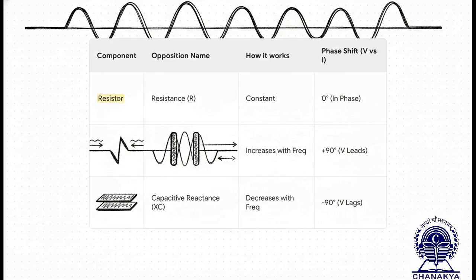This makes its voltage get 90 degrees ahead of the current. The effort has to come before the flow can catch up. And the capacitor, it's the exact opposite. High frequencies pass through it easily, but it fights back against low frequencies. This makes the flow rush in first, so its voltage ends up lagging 90 degrees behind the current.